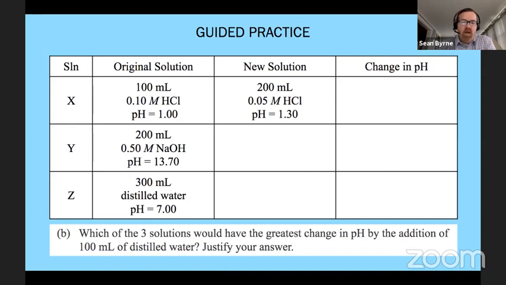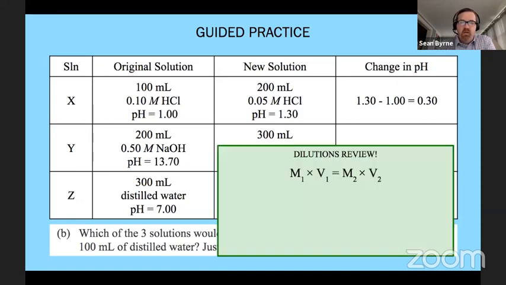For solution Y, we go from 200 milliliters. Oh, excuse me. The change in pH here, there we go, is going to be 0.3. We went from 1.0 to 1.3, and so our change here is 0.3. Solution Y started at 200 milliliters and it's going to go to 300 milliliters. And so solving for the molarity here is probably much more challenging for many of us.